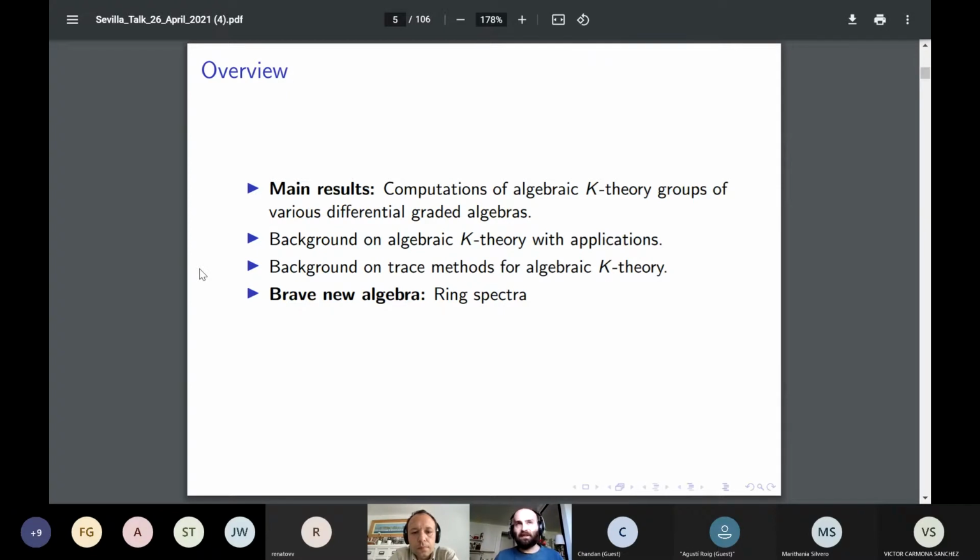spectra. And it's a setting which allows us to generalize a lot of notions from classical algebra to this topological setting. So I'll say a few things about that. And the setting is really essential to talk about algebraic K-theory. And then I'll mention our main results. And I'll try to say a few things about what goes into the proof of our main result.